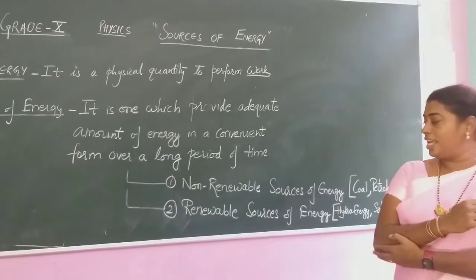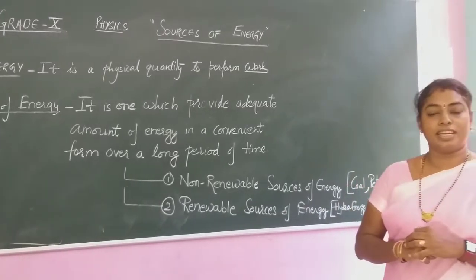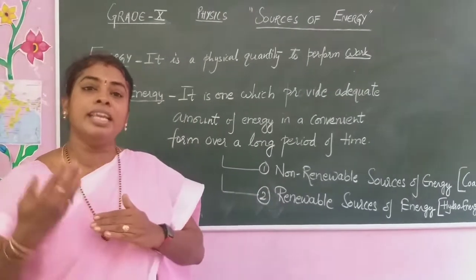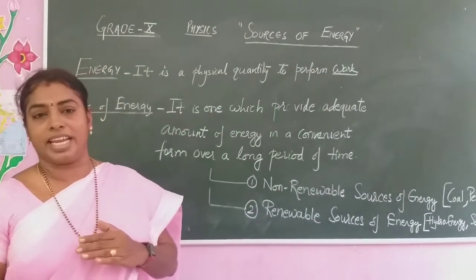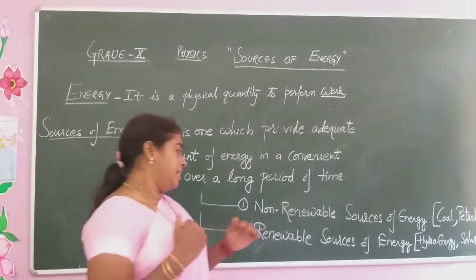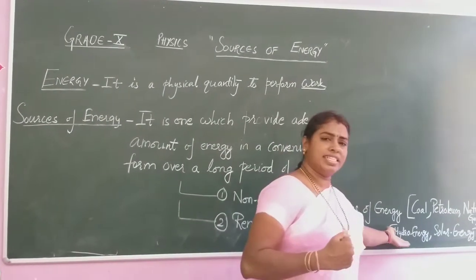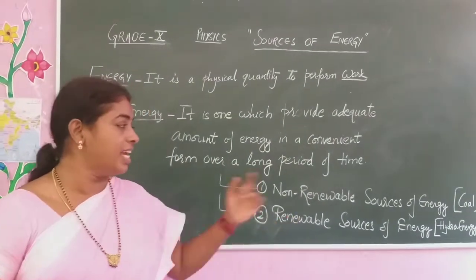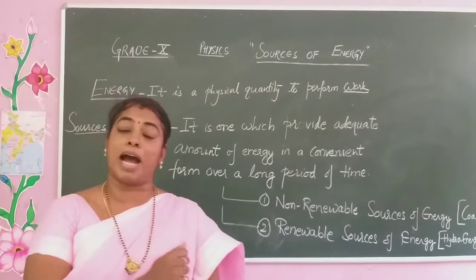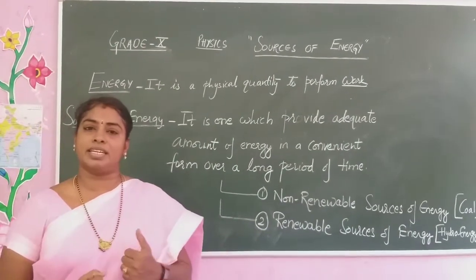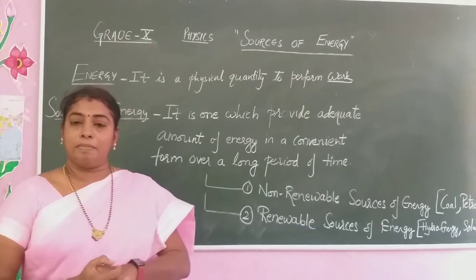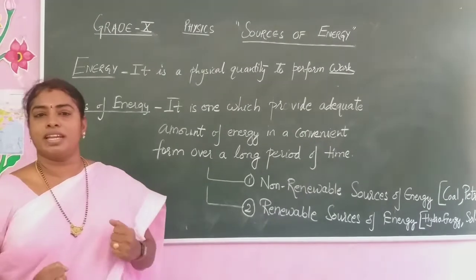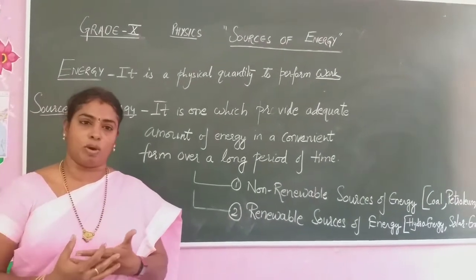And the second part is called renewable source of energy. The word itself explains that renewable means again it can be created. So this is known as renewable source of energy, and the examples that come under renewable source of energy are hydro energy, solar energy, biomass energy, wind energy. Many other examples are also there. With the help of this we get a lot of energy as per our requirement.